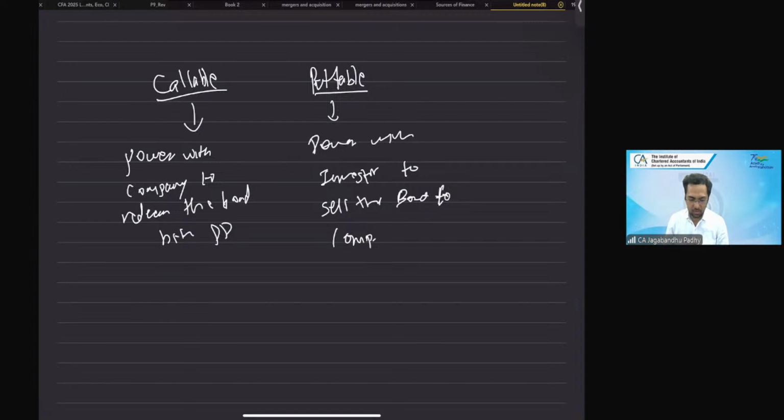The power is with the investor to sell the bond back to the company before maturity. So you can get the bond redeemed before the due date. When the power is with the company, you call it a callable bond. When the power is with the investor, you call it a puttable bond.